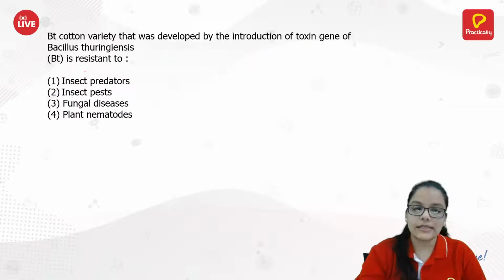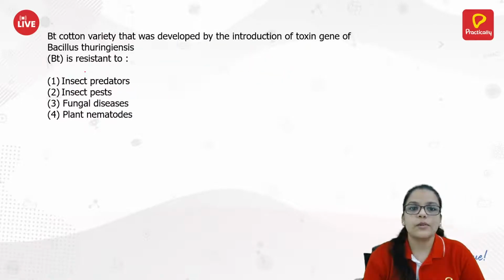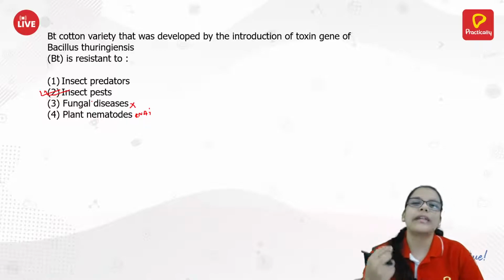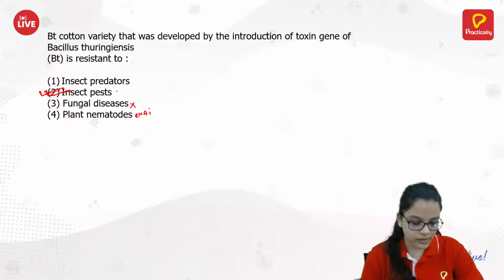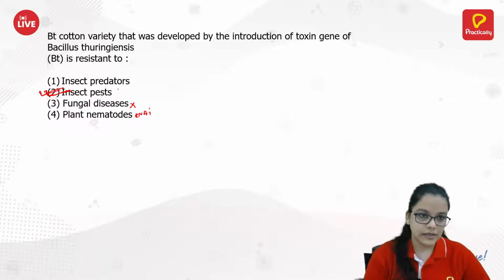Okay, so next, Bt cotton variety was developed by the introduction of toxin gene of Bacillus thuringiensis. Bt is resistant to insect pests. Okay, not plant nematodes. That was RNA interference, RNAi. Not fungal diseases. No, it was basically for small caterpillars or locusts or things like that. Okay, so the answer is insects pests, such as caterpillars.